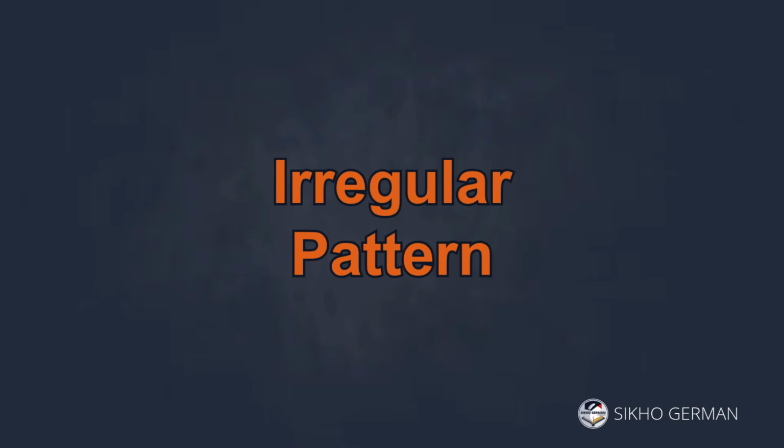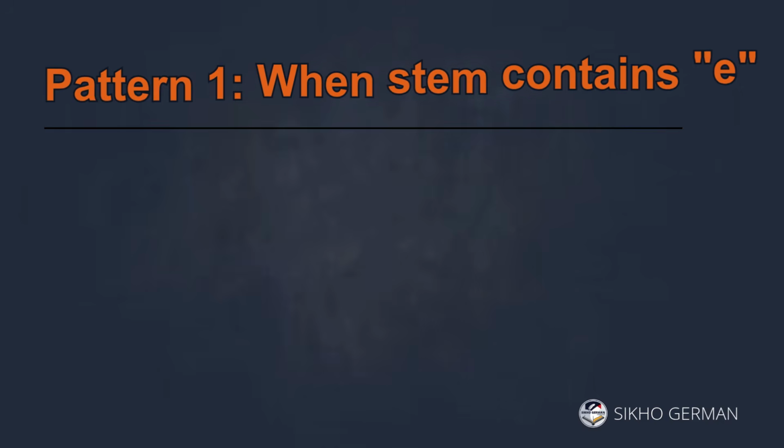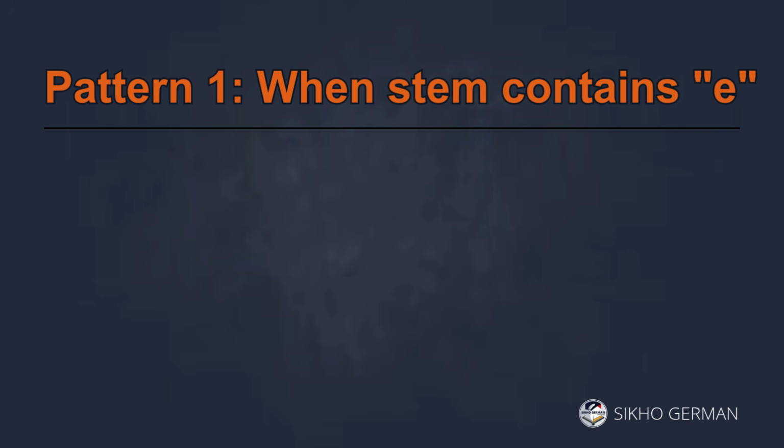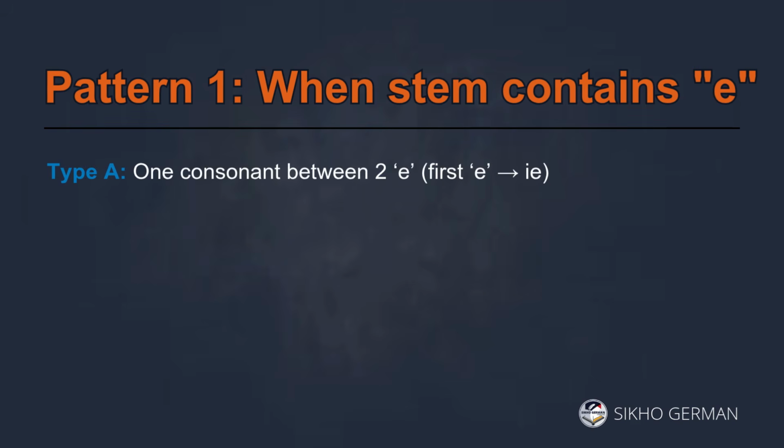Now, let's learn the three main vowel change patterns for irregular verbs. Pay close attention. Once you recognize these patterns, irregular verbs become much easier. Pattern 1. When the verb stem contains the vowel e. There are two types of e changes. Let's start with type A. One consonant between two e's, first e changes to ie. This pattern is used in seeing and reading type verbs, verbs related to perception.